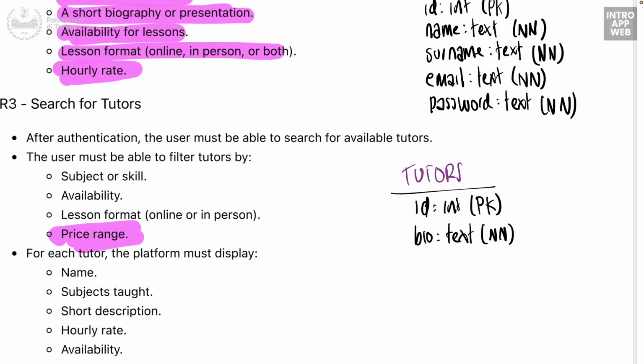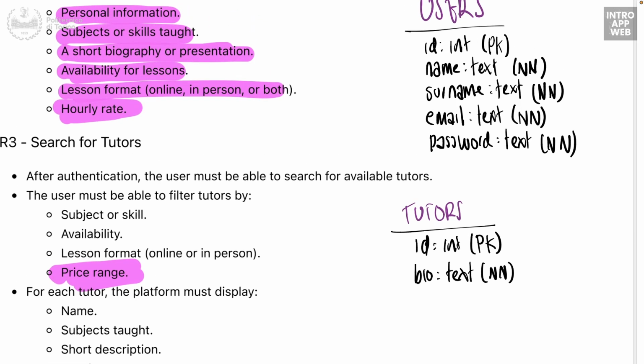And what about the rate, the price of the lesson? Is it information that belongs to the user, or information that belongs to a relation of the user with the lessons? It depends. We might say that the tutor has to ask the same price for all of the lessons that he will teach, or that he can set different prices depending on the lesson and on the subject he will teach. Which one do we find more reasonable?